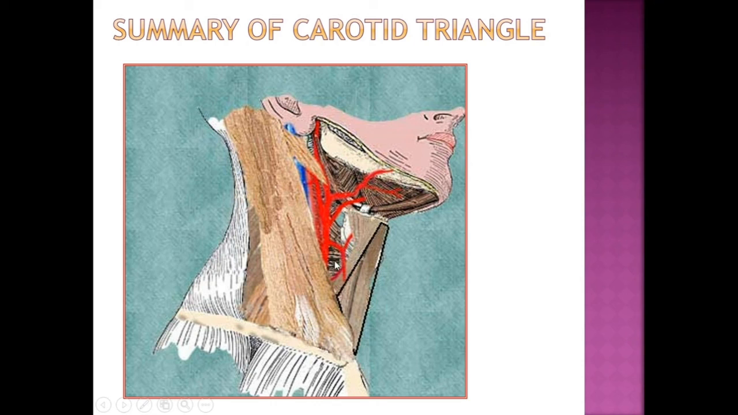Carotid triangle is a part of anterior triangle bounded by posterior belly of digastric and stylohyoid, superior belly of omohyoid and sternocleidomastoid muscle. Roof is mainly by the platysma and anterior layer of carotid sheath. In the anterior layer of carotid sheath, you can see the ansa cervicalis. Floor is formed by the thyrohyoid, hyoglossus, inferior constrictor and middle constrictor muscle.